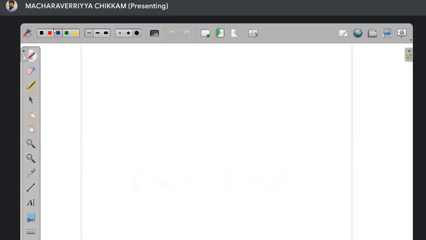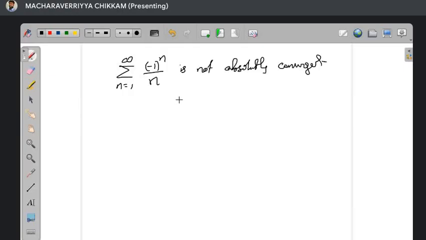Okay, now let me take one more. Suppose I take summation n equals 1 to infinity of minus 1 power n over n. What can you say about this? Is it absolutely convergent? No. It's very clear that this is not absolutely convergent. Why? Because we know that the summation n equals 1 to infinity of 1 by n is divergent. Since this series is divergent, we can say that the original series is not absolutely convergent. The corresponding absolute series is not convergent.